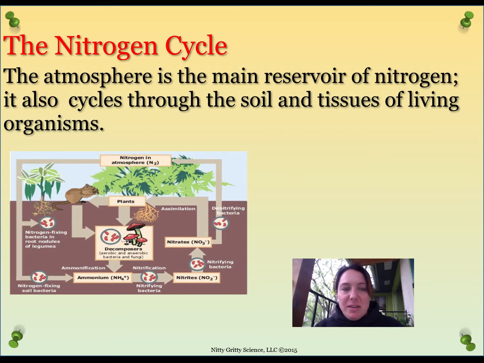With the nitrogen cycle, the atmosphere is the main reservoir that stores the nitrogen, but nitrogen does also cycle through soil and through tissues of living organisms. We have bacteria in the soil that helps with a process called nitrogen fixation, which helps convert the nitrogen into usable forms for living organisms, and then upon going into the organisms, they continue that cycle through the earth. You'll be hearing a lot more about nitrogen fixation and the nitrogen cycle in the next video, but I just wanted to give you a quick intro so you're familiar with how that works.